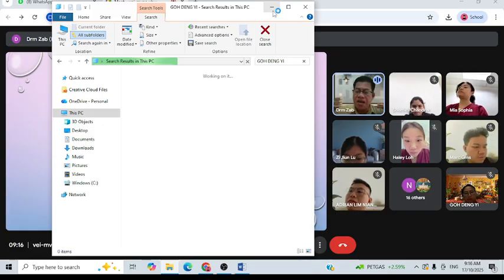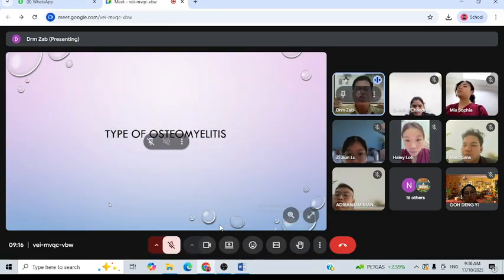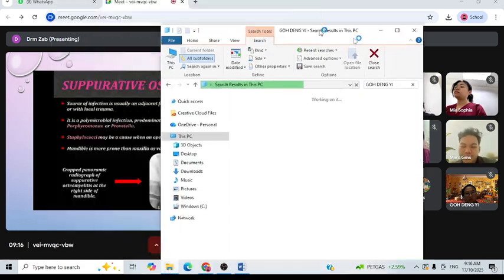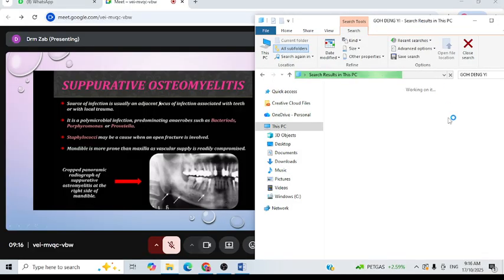Right. So the last 15 minutes, we'll talk about the types of osteomyelitis. Okay, remember you have suppurative, acute, or chronic suppurative osteomyelitis. So for suppurative osteomyelitis, the source basically comes from infection of the surrounding area, basically from odontogenic infection. You can also get it from orofacial infection, from trauma. Okay, the most common bacteria involved is Staphylococcus. Right. So again, the mandible is more prone than the maxilla because of the density and the type of blood supply to the area. All right.